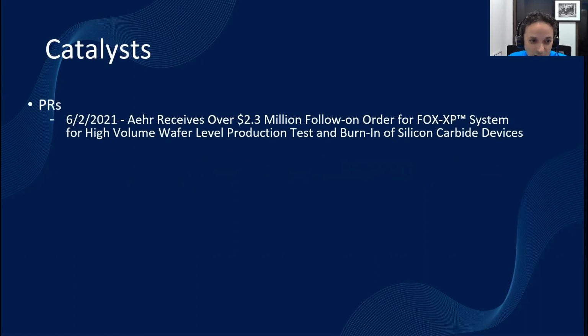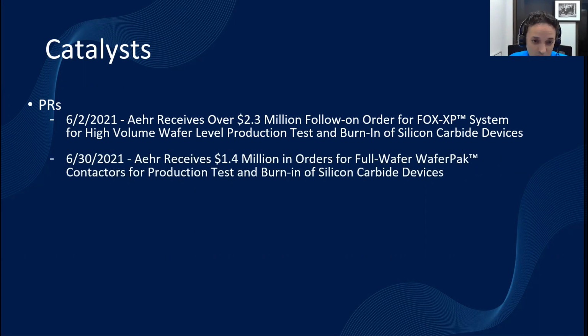So let's go into the catalyst. I want to talk about the PRs, the last two. June 2nd, there was a 2.3 million order. June 30th, it was a 1.4 million order. I found that very interesting. I found the commentary in these two very interesting. So we're going to dissect that a little bit.